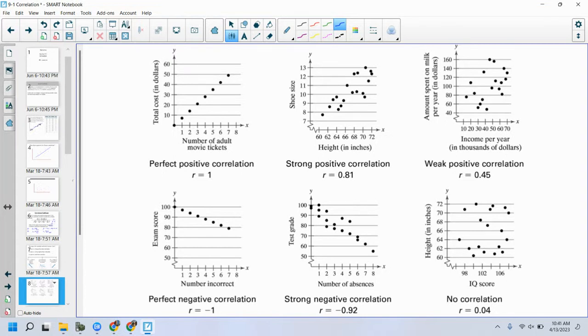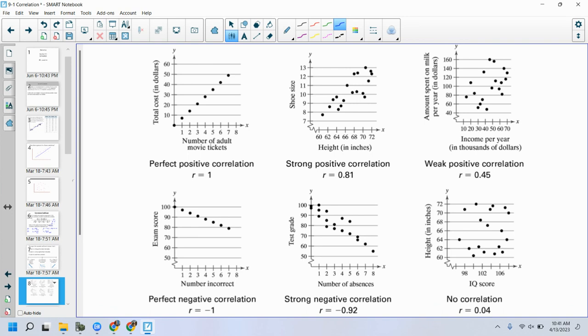This R value would turn out to be 0.81. It's going to be necessary for you to be able to look at a set of data, or at least a graph, and be able to predict what you think the R value is going to come out to be. This is a weak positive correlation. They say anything below 0.5.